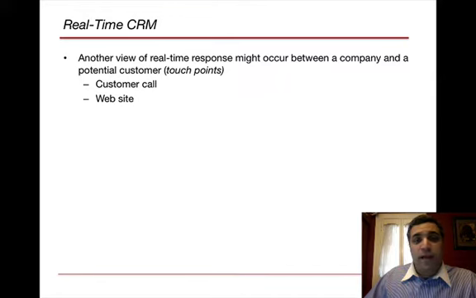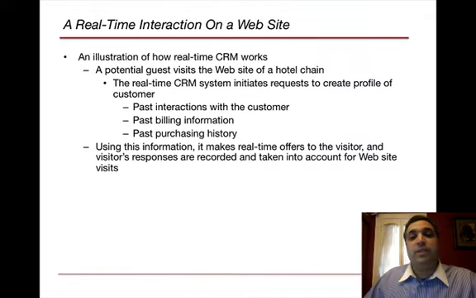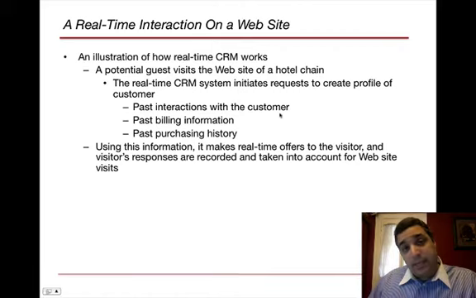So the real-time interaction: a potential guest visits the website of a hotel chain, and the real-time system initiates a request to create the profile of the customer. It looks at past interactions with the customer, past billing information, past purchasing history, and in some cases it might say, you have 1,000 reward points, I can give you this for free. And that is a good type of customer relationship system and can make these offers.